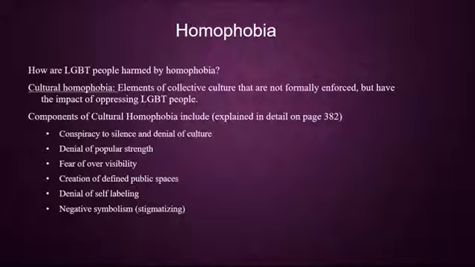So components of cultural homophobia include the conspiracy to silence and denial of gay culture, the denial of popular strength, so denying that the gay community is a substantial cultural group in our society. The fear of over-visibility, so fear that if they are too visible, if they are too showy, that they're, quote, rubbing our faces in it, right? And that would be a bad thing, and thus we would have to then punish that community. The creation of defined public spaces. This is a really complex one. You might want to dig into there on page 382.